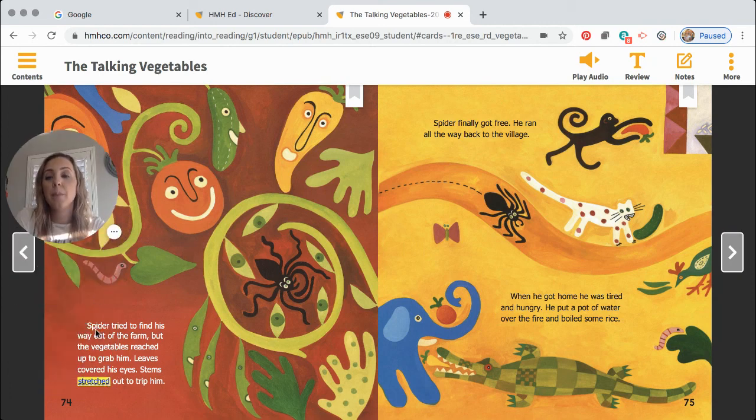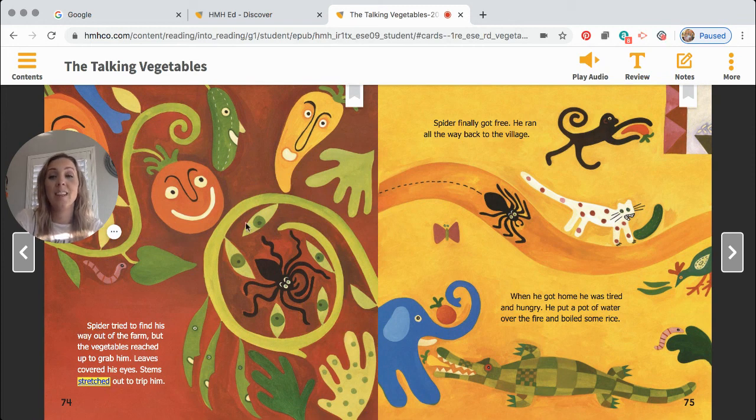Fingers ready? Ready, listen. Spider tried to find his way out of the farm, but the vegetables reached up to grab him. Leaves covered his eyes, stems stretched out to trip him. Spider finally got free. He ran all the way back to the village. When he got home, he was tired and hungry. He put on a pot of water over the fire and boiled some rice.